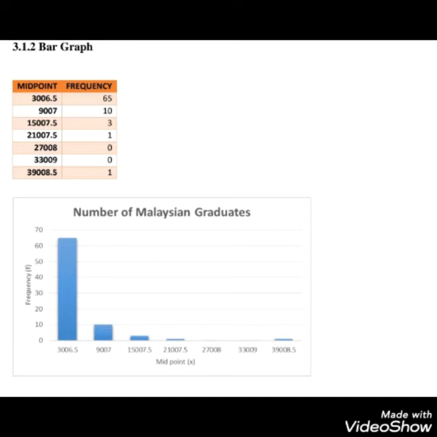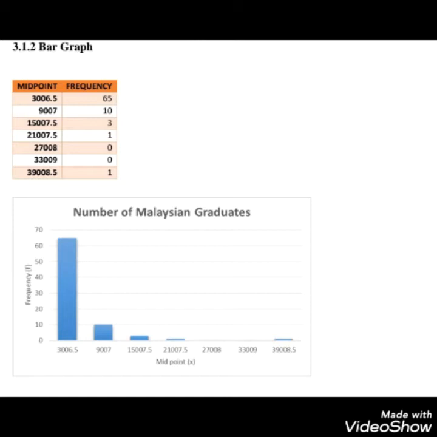For the second graph, which is the bar graph, the same thing is given. The bar graph is the simplest way to represent the data in the case study. We create this graph based on the data on the number of Malaysian graduates in 2018 from our case study. The y-axis represents the frequency, and the x-axis represents the midpoint. It consists of rectangular bars of equal width, and the space between two consecutive bars must be the same. The height of the bar represents the frequency of the corresponding observation.